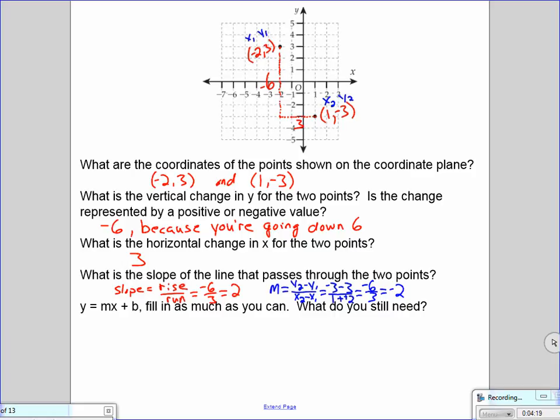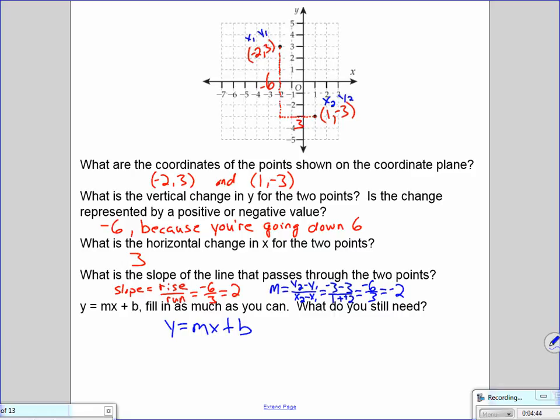So now if we look at the last question here, y equals mx plus b. Fill in as much as we can. What do we still need? Okay? So if I have y equals mx plus b, I know 2 y's, I know 2 x's, I know an m. So for my x's and y's, I just need to pick one of the points.